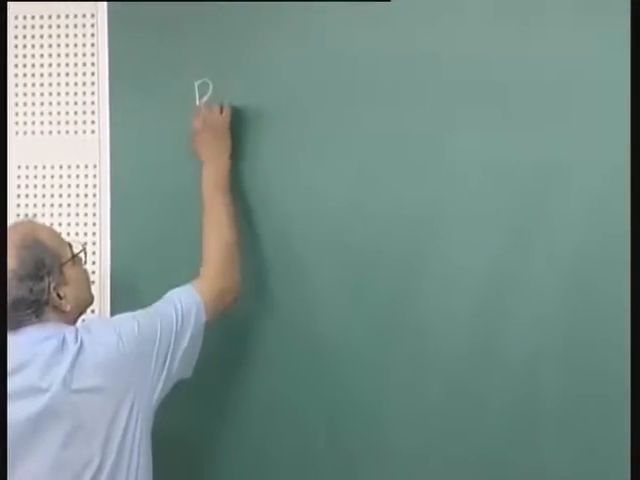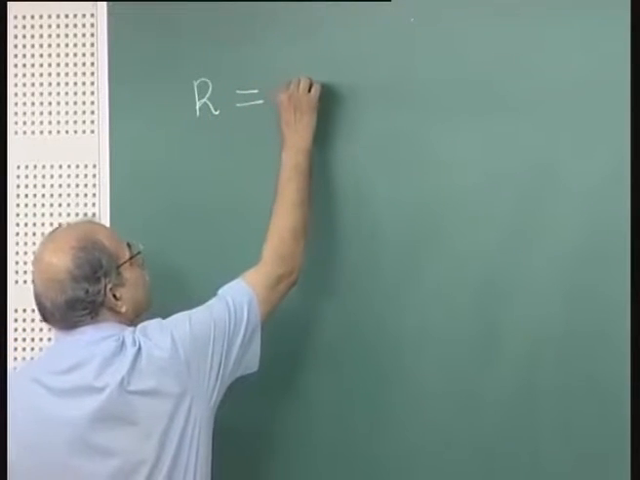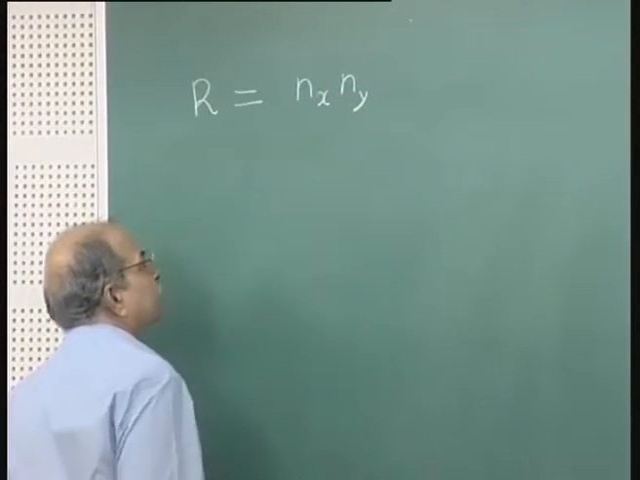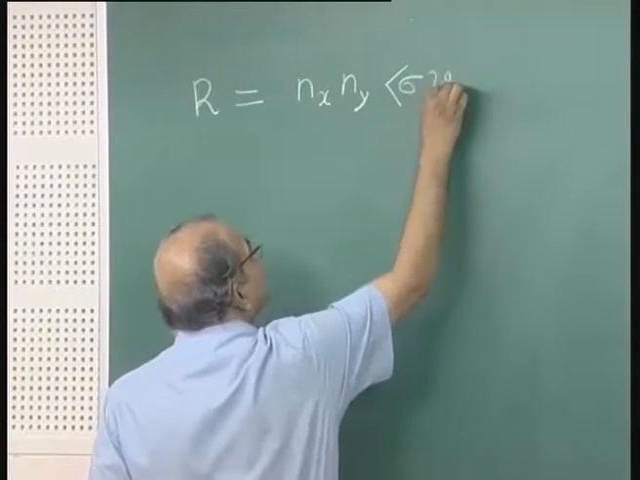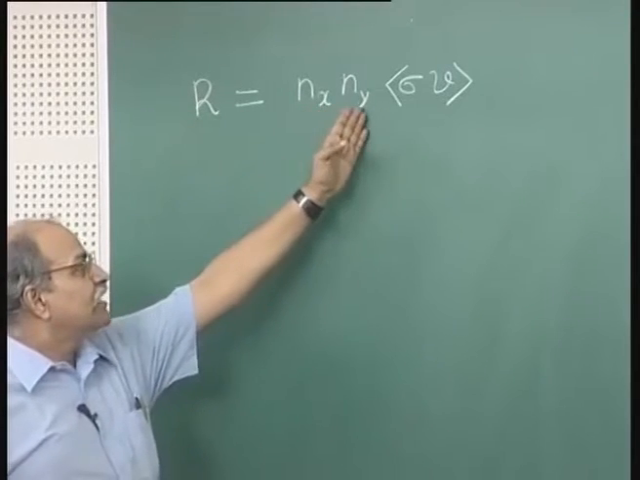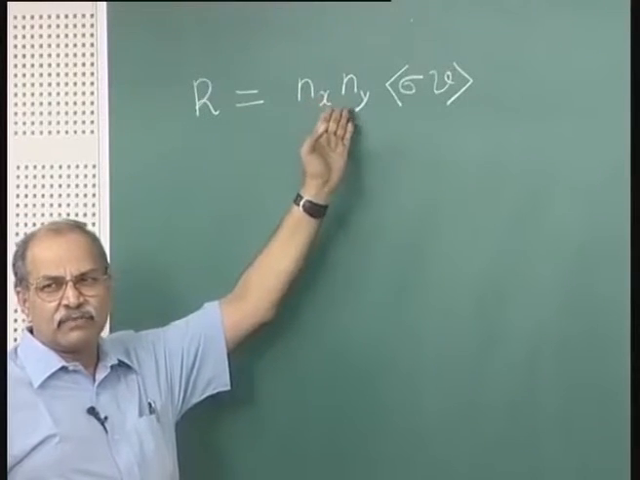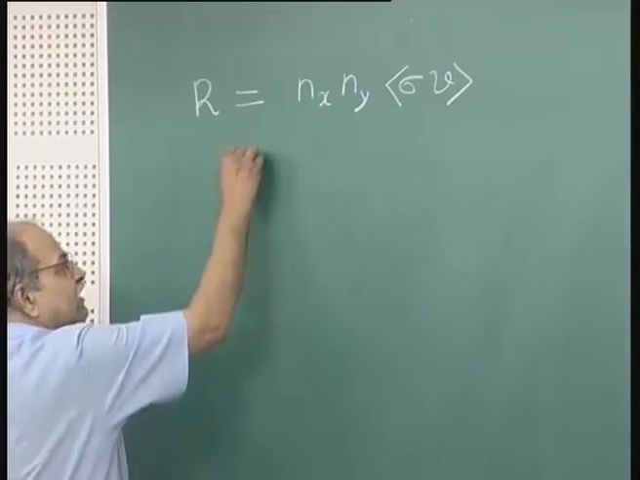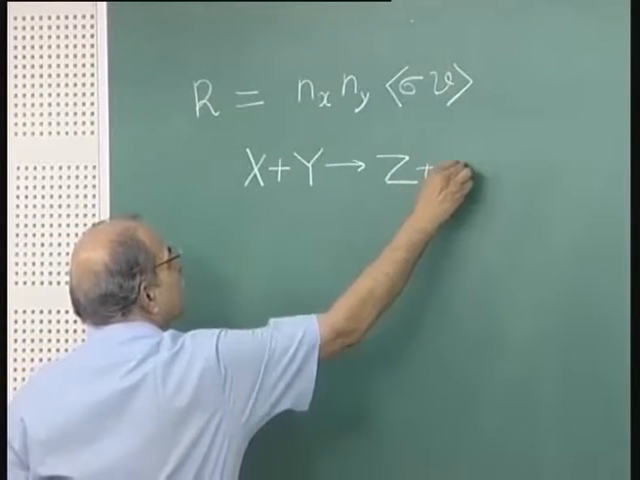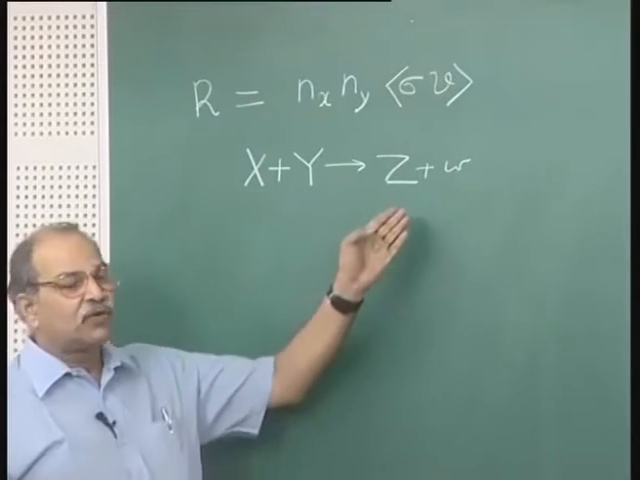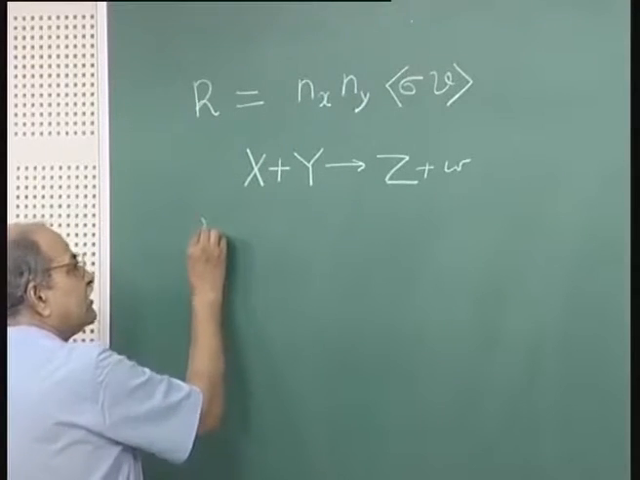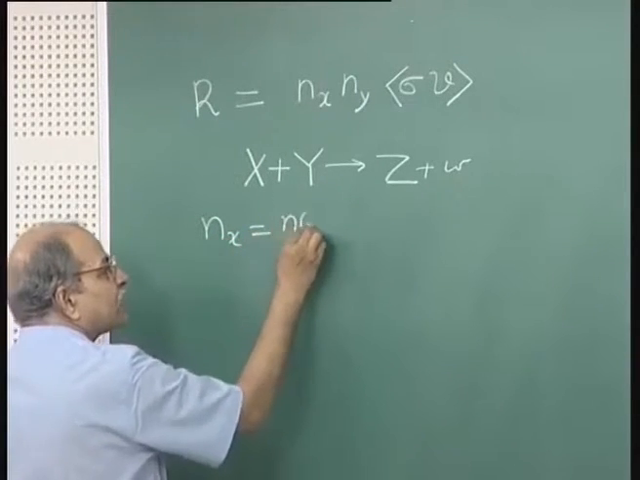The expression was that reaction rate would be something like the concentration of the two interacting species and then the average value of sigma v. So, this is the reaction rate. n_x and n_y, where x and y are the two nuclear species which are fusing: x plus y goes to z and possibly some other particle, a gamma particle or a small nucleon or something.